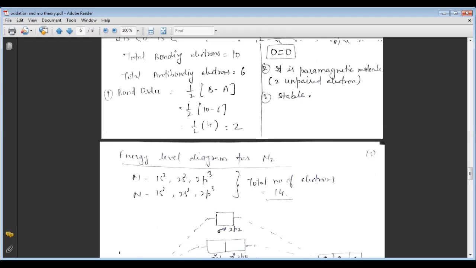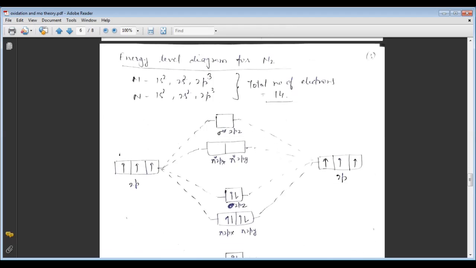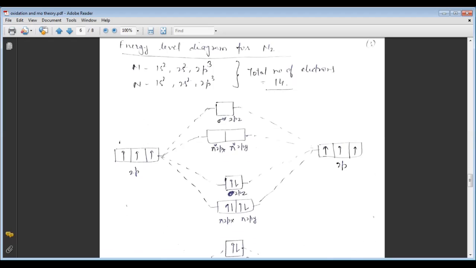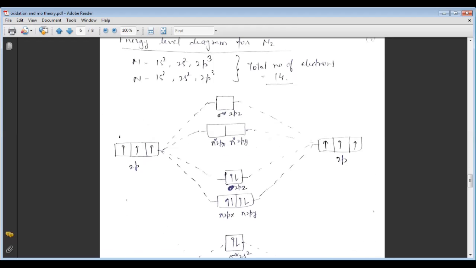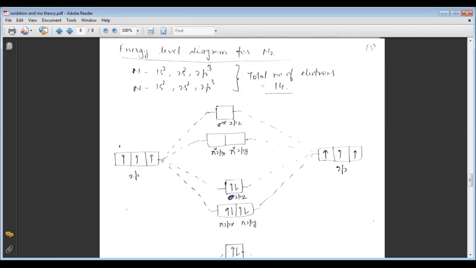Now come to the second example, the N2 molecule, nitrogen. Here it is again just like the oxygen. For the N2 molecule, we count the total electrons of the nitrogen atom. There are 7 electrons in the nitrogen atom, 2, 2, and 3. Another nitrogen atom has 7 electrons. So the total number of electrons in the N2 molecule is 14.